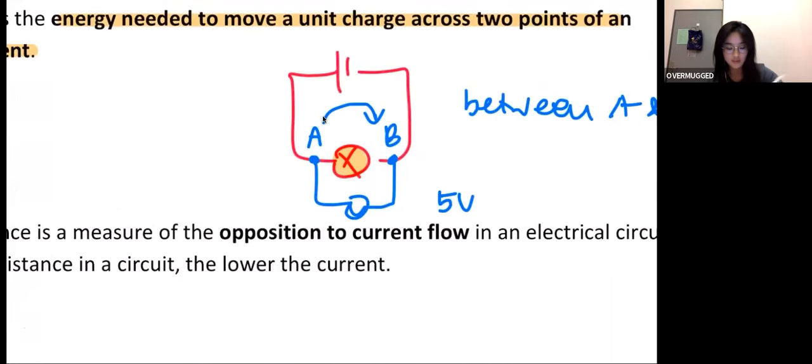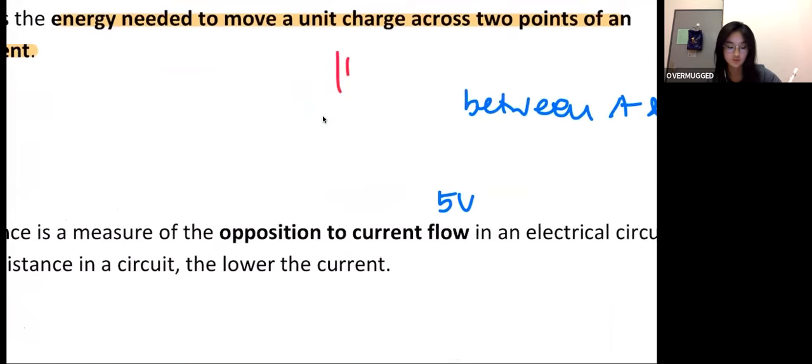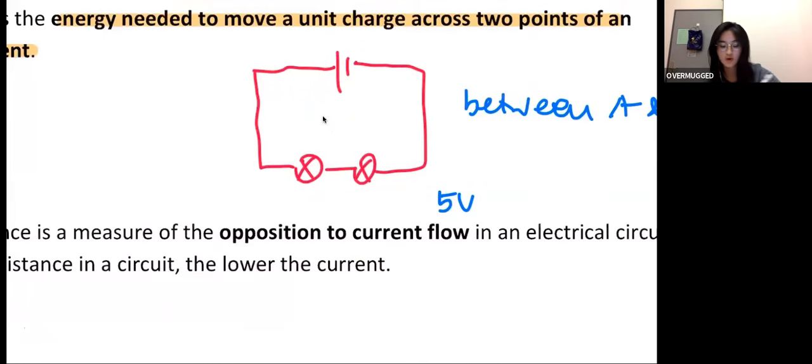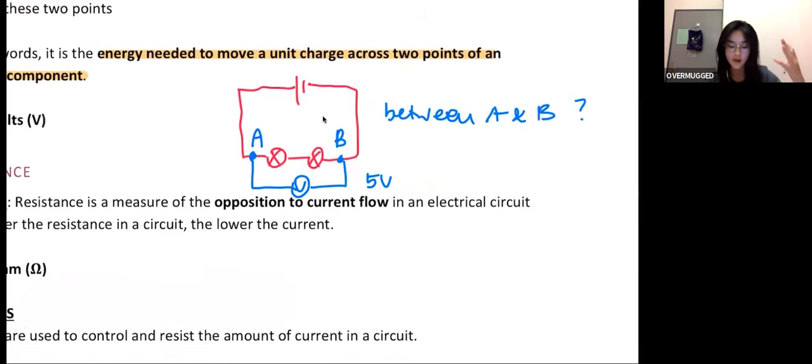All right, so let's say I change the circuit now. Let's say I draw something like this. We have 2 light bulbs, and I connect a voltmeter like this. Where's my point A? Where's my point B? Point A is here, point B is here. I'm asking you, what is the energy needed to move a charge from point A over here all the way to point B over here? And how many components does it pass through? It passes through these 2 bulbs. So I'm asking you, what is the voltage of these 2 bulbs?